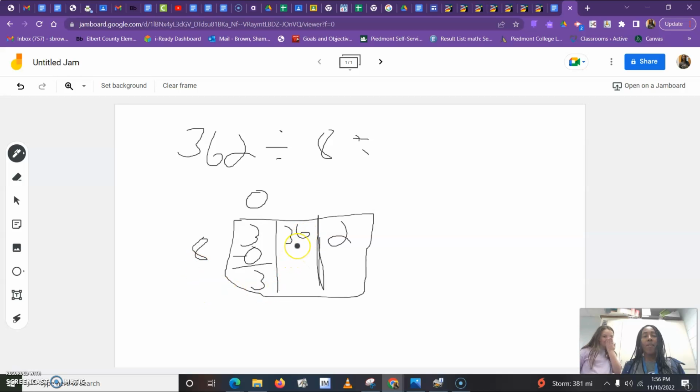I can get 4 groups of 8 out of 36. So then I multiply, 4 times 8 is 32. Then I subtract, and I get 36 minus 32 is 4. Then I bring my 4 over.